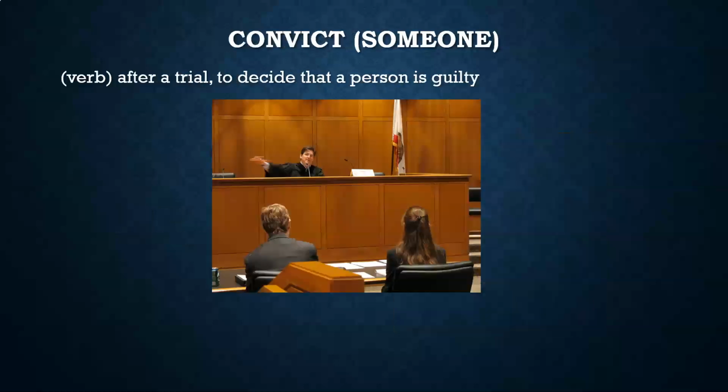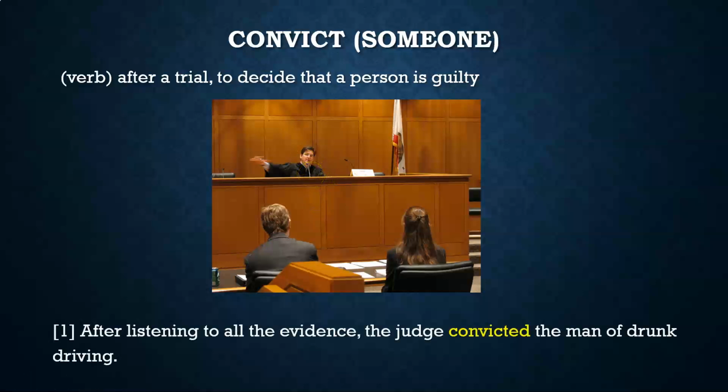So our next word is to convict. This is another action, and it always goes with a person, so we say to convict someone. This is a verb, and it means after a trial or at the end of a trial to decide that a person is guilty. So you can see up here, this is a courtroom. This is the judge, and he's making an announcement. For the sentence we have, after listening to all of the evidence, the judge convicted the man of drunk driving. So this action the judge is doing, or he's telling his conclusion, that's the action to convict someone.